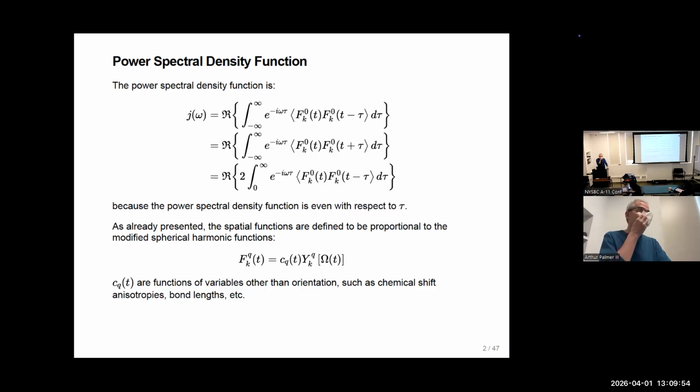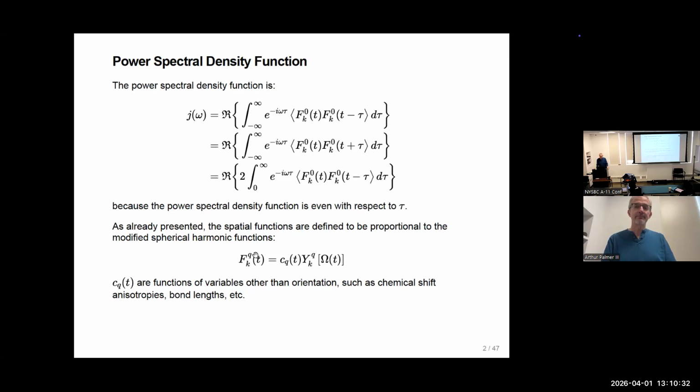Yeah? So don't we have to use some notation for the frequency in the exponential? You mean here this omega? Yeah. Well, that's just the frequency. When we come to the actual relaxation calculation, we'll put in the frequencies that are needed for that relaxation mechanism. So this is just a general frequency.